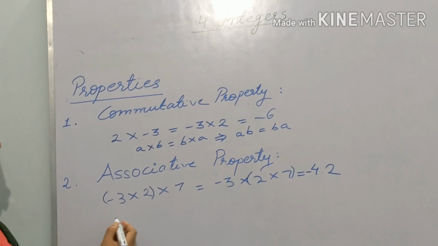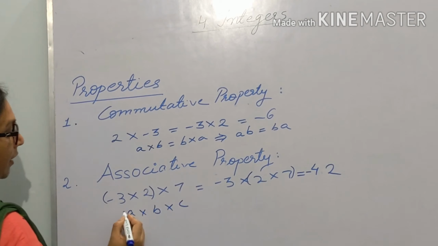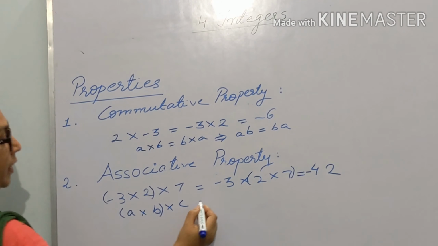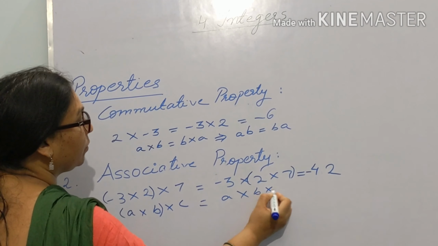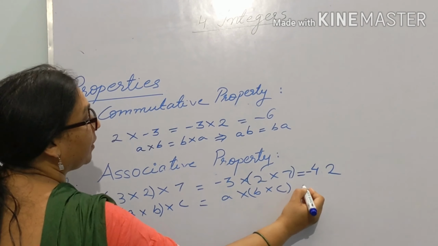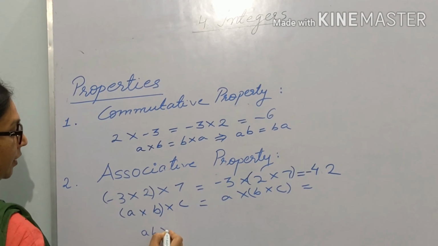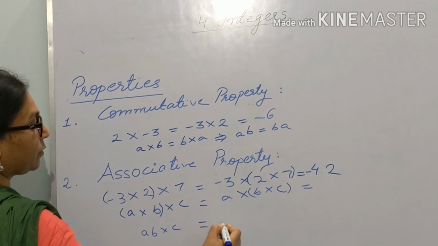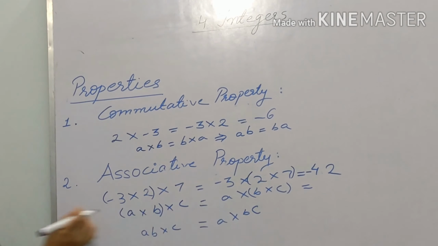Or simply you can say A into B into C. Here AB is in one group equals to the product A into B into C. BC is grouped and the product is same. Or AB into C equals to A into BC. This is associative property. Property 3.